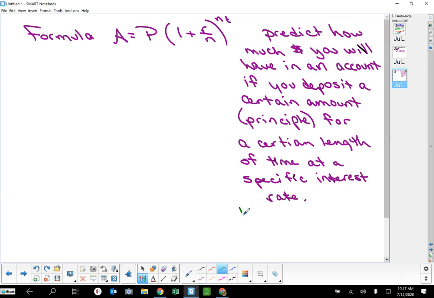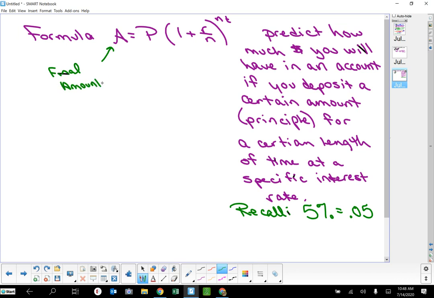Also recall, if you're dealing with percentages, if you're given something like 5%, that's actually equal to 0.05, right? You have to multiply that by 0.01. All right, so some information. The A is the final amount.